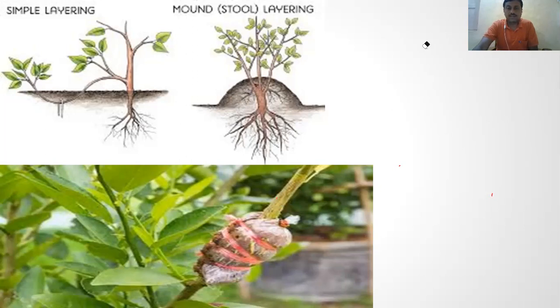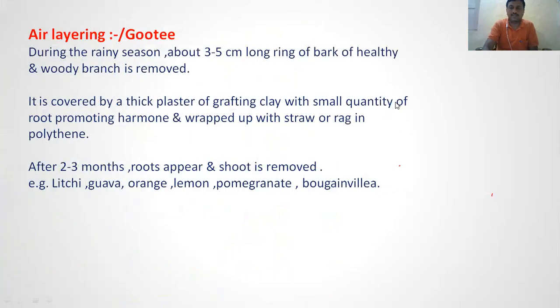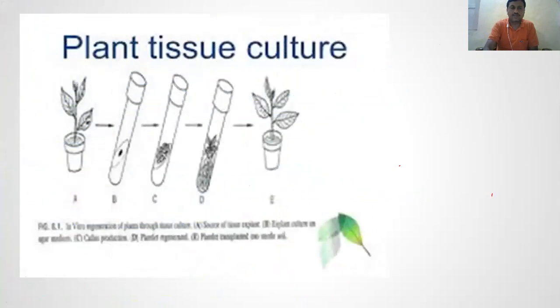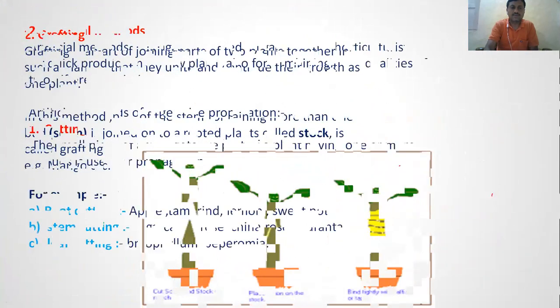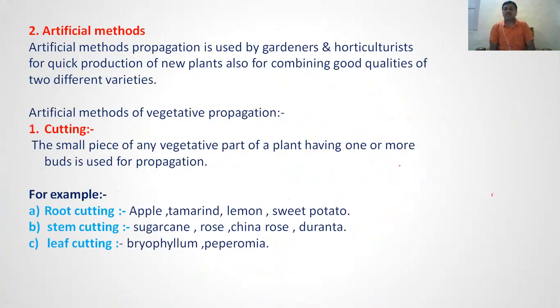Now see again. First, the artificial methods. Artificial methods means the methods of propagation used only by gardeners and horticulturists, for formation of new plants, also combining good qualities of two different varieties. These techniques are called artificial methods. Different types of artificial methods of vegetative propagation.